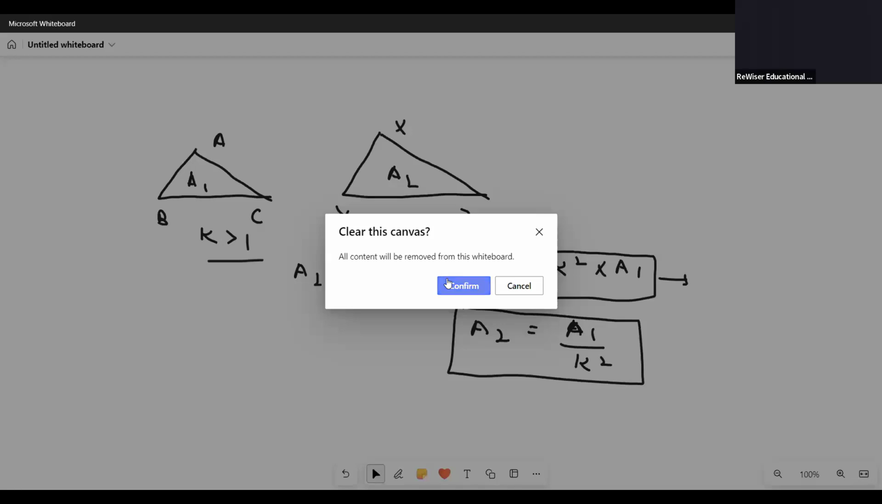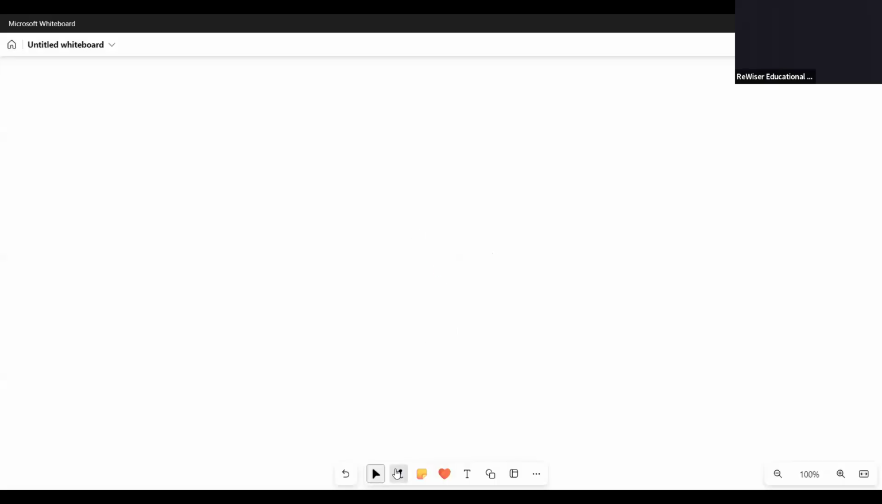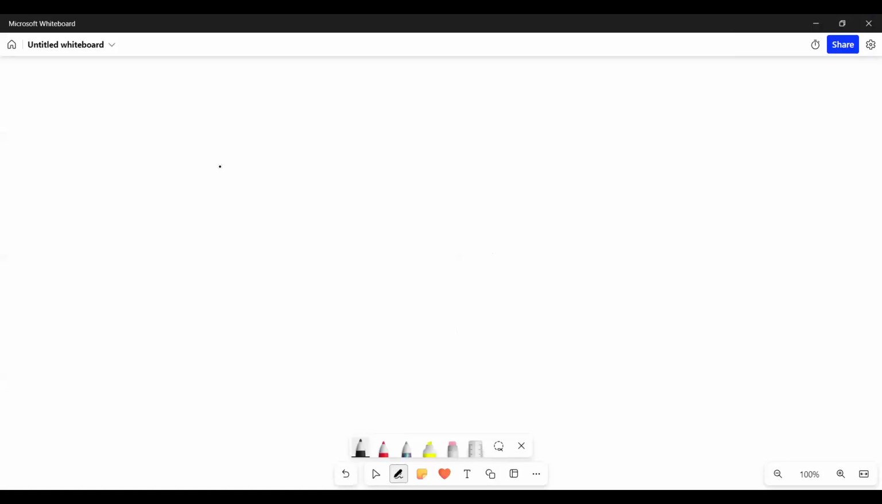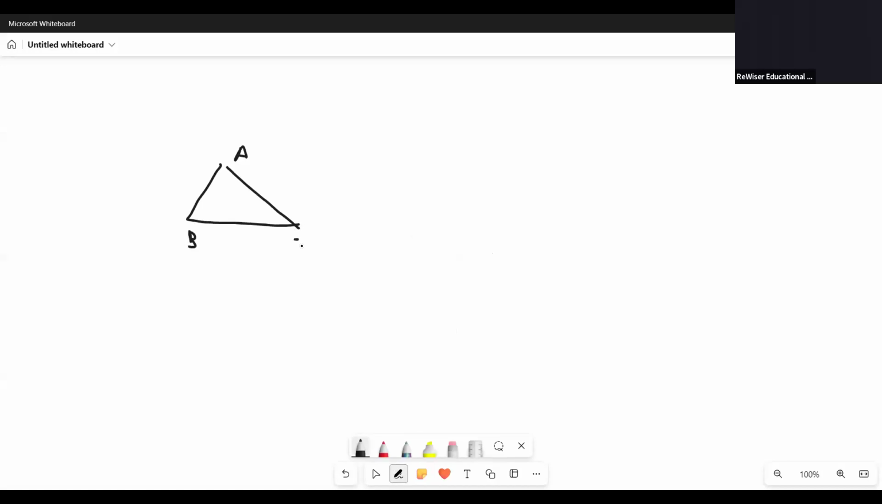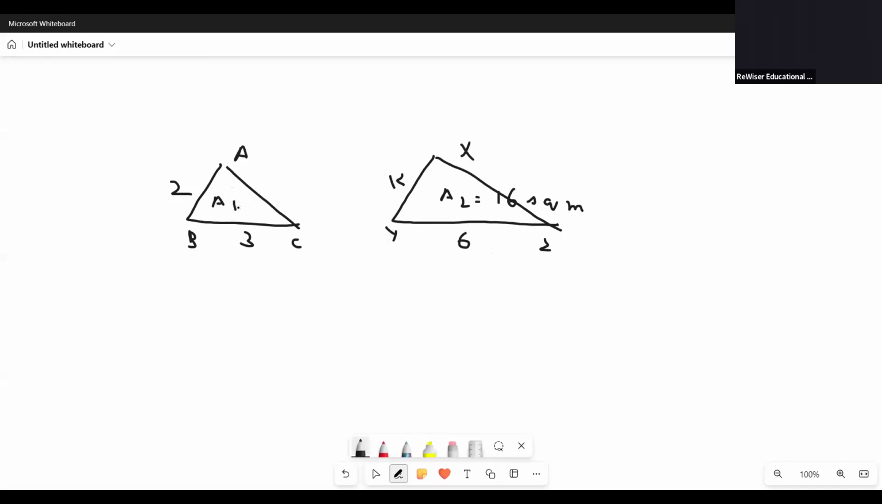So it says that there are two triangles which are similar. So ABC. The length is 2 here. The length is 3 here. That's the larger triangle, XYZ again. The length is 6 here. You need to get K here. And the area of this is 16 square meters, right? What should be the area of this? Please go for it, Levin.